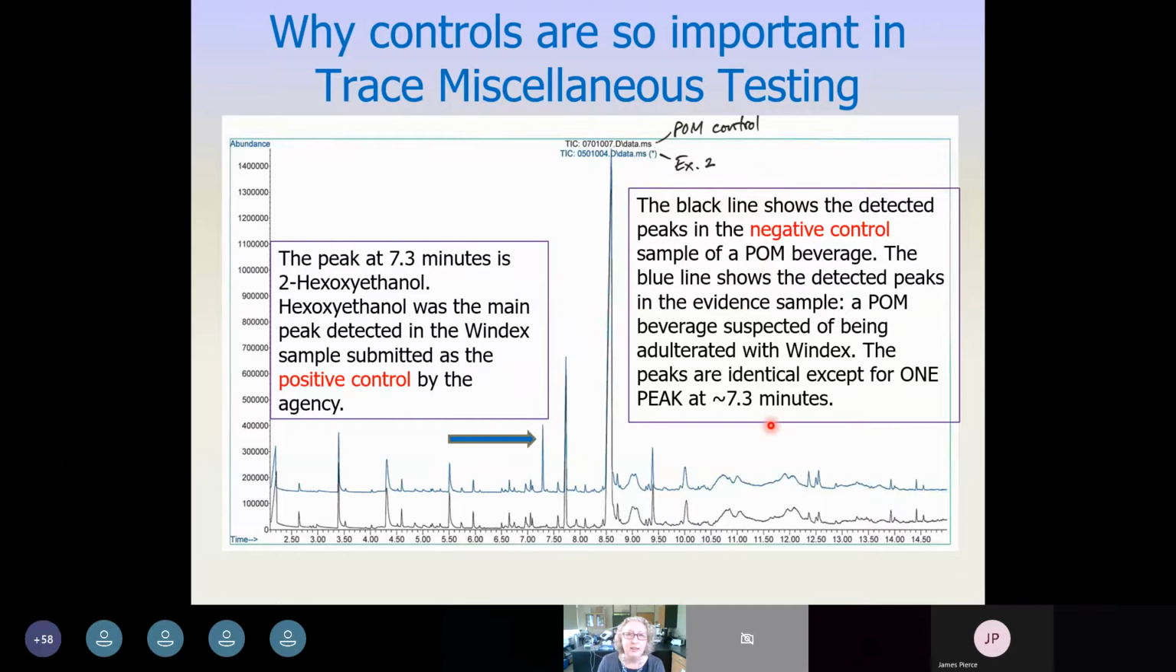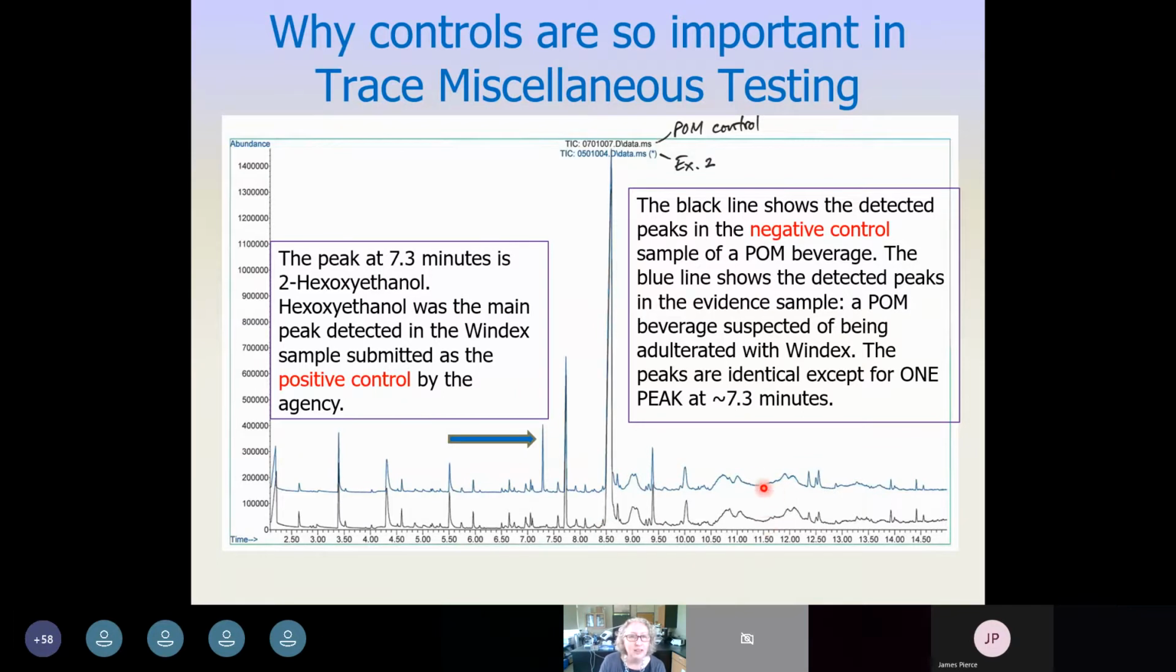So in this situation, the scientist needs to know, well, what is in POM beverage just by itself? And then what is in Windex? What are the components of Windex that I might be able to detect in the beverage? So there are two lines of data here. One is black and one is blue. And the black one is the POM control. So this is the negative control. And you can see there's a lot of lines here. Each of these lines is a separate compound or chemical in the beverage. So for every peak that you see, that is some chemical in this beverage, because of course all physical objects are made up of chemicals.